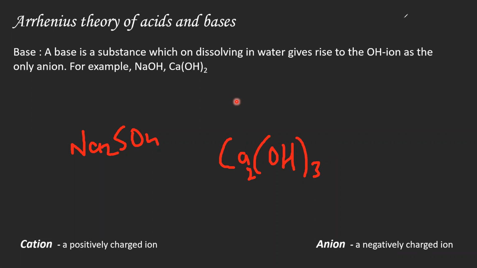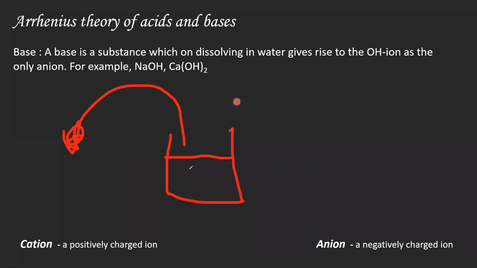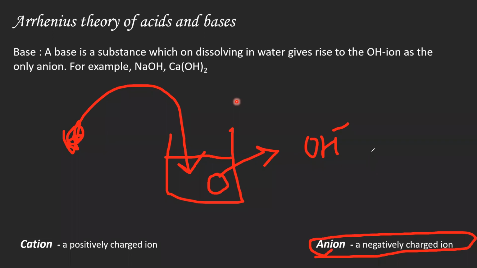So Ca(OH)2 and NaOH. Basically, Arrhenius says that if I have a compound like this, this is a beaker, this is water, and I put this compound in this beaker, and if I zoom into this, I see that I am getting OH minus ions, negatively charged ions, which are known as anions, then I'll say that it is a base.